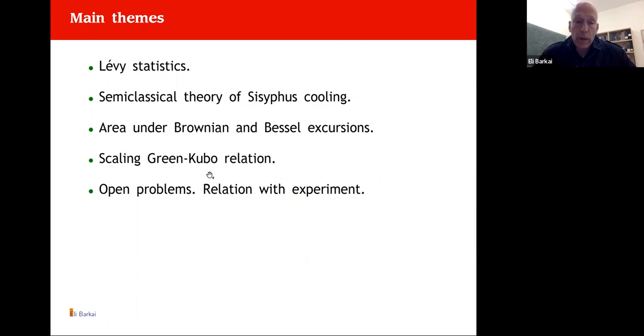And if I have time, I'm going to discuss scaling Green-Kubo. Green-Kubo is the general framework where for many years, starting actually with Einstein, people have analyzed diffusion phenomena. And in these processes that I'm going to talk about today, the usual theory of Einstein, Green and Kubo, which is related to stationarity, breaks down.